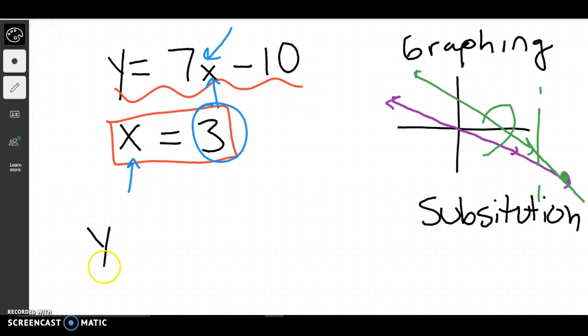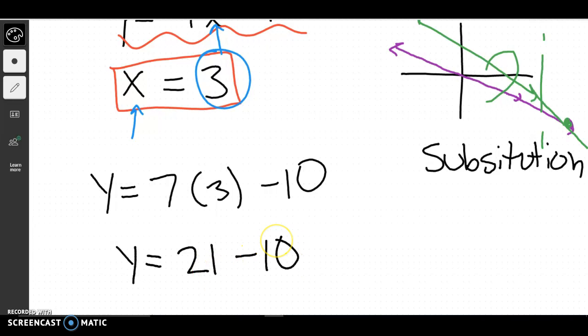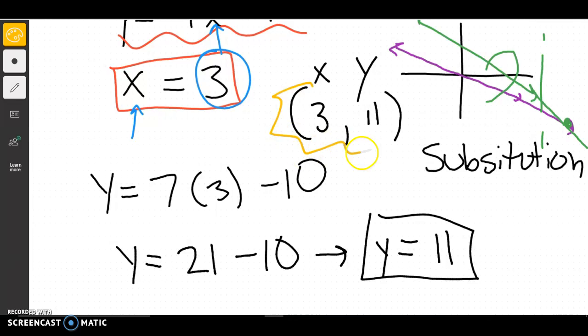So we would get our new equation that y is equal to 7 times 3 minus 10. Which would give me y equals 21 minus 10. And so y would be 11. Now, after I got my two answers, y equals 11 and x equals 3, we're going to write that as a point. And a point always has an x value and a y value. So the answer that we would get would be (3, 11). And that would be my final answer.